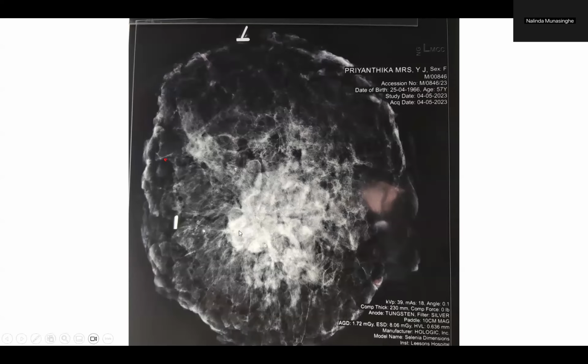Can you see my arrow moving? Yes, we can see. Yeah, you can go ahead.